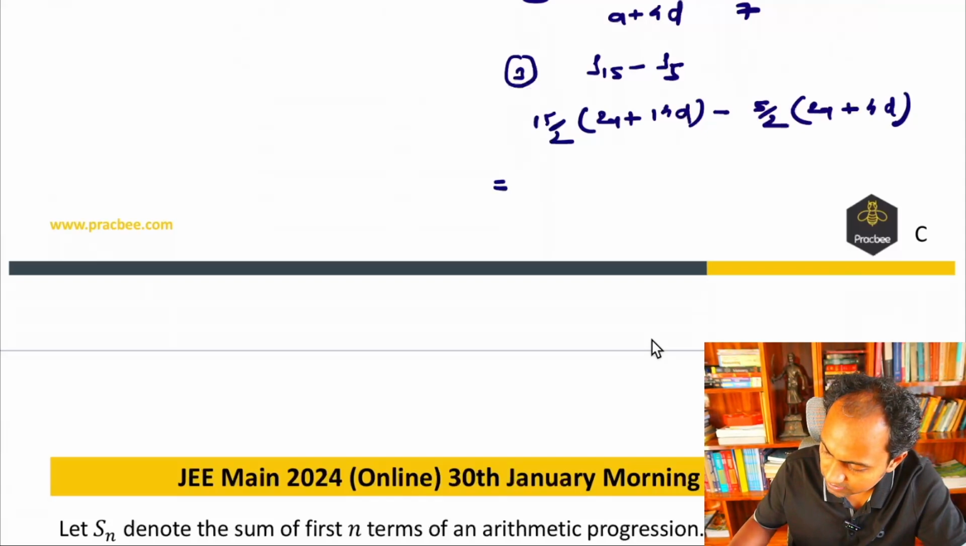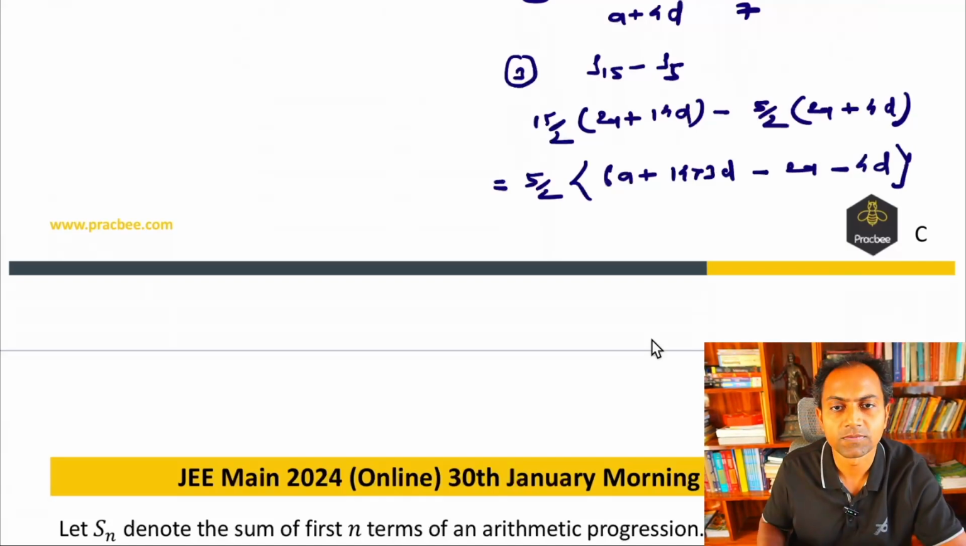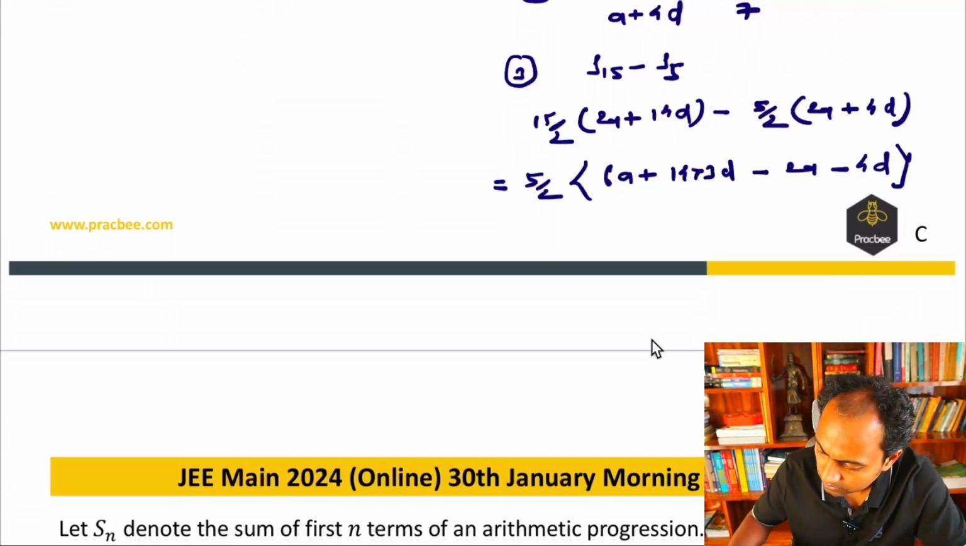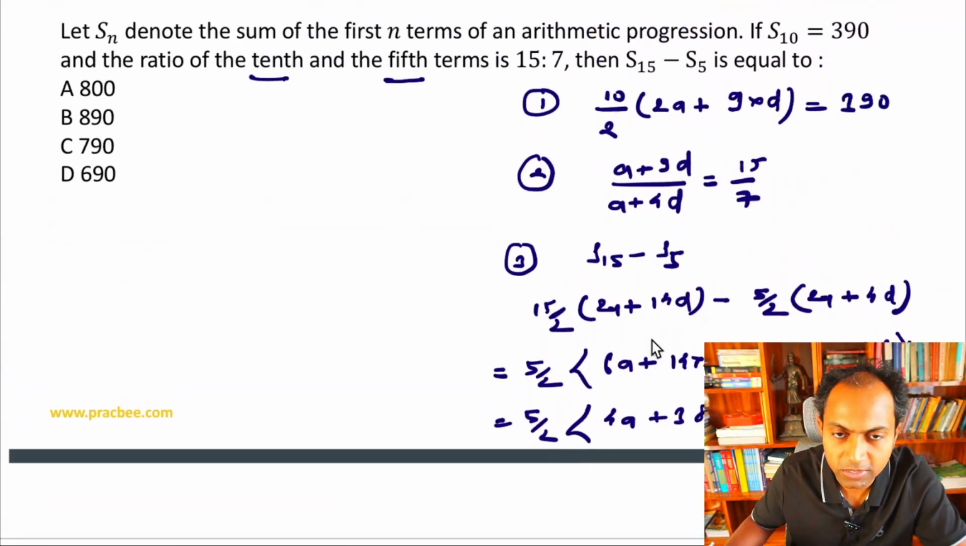If I simplify this, 5 by 2 can be taken as common. So what is left is nothing but 6A plus 14 into 3 times D, minus twice of A minus 4D. You can see that in order to get this value, we will require the value of A and D. So even if I simplify, 6A minus 2A will become 4A. 14 into 3 is nothing but 42, and if you subtract 4 it becomes 38. You can check my calculation though. So again you will require the value of A and D to get the answer, and for getting the value of A and D we have been given two conditions to start with.